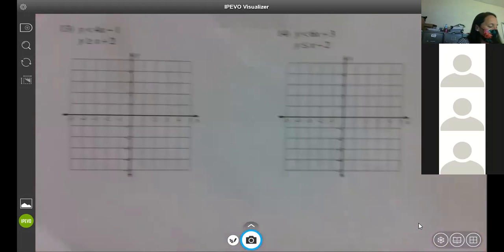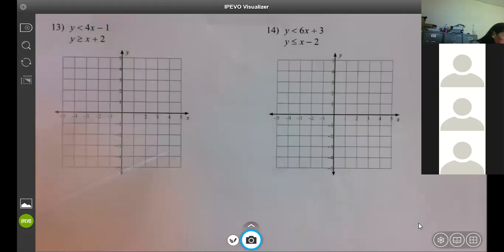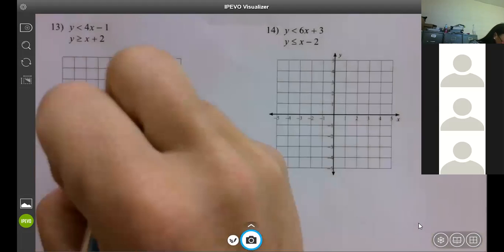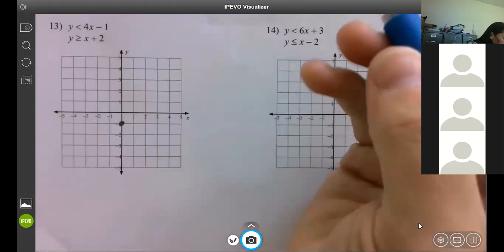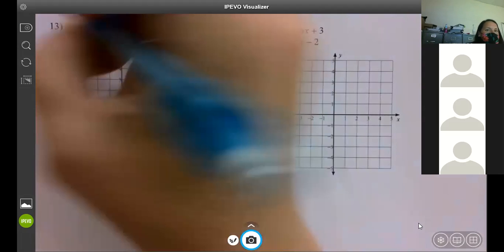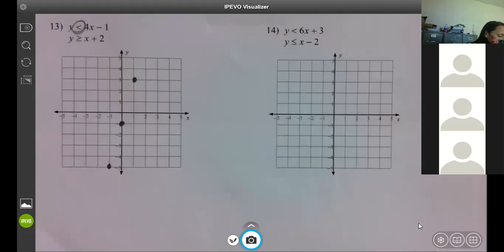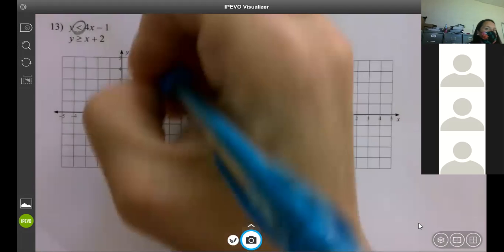All right, 13. How do I start this? Start at negative 1. How do I move? Plus 4 over 1. Up 4 over 1, or I can do down 4 over 1. Is this one solid or dashed? Dashed, because it's not equal to. And again, just make it however you want to, as long as I can tell it's dashed.